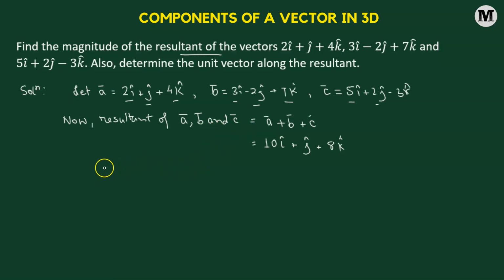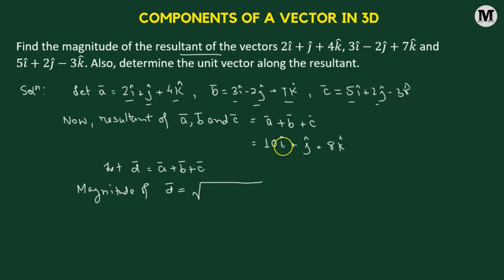Now for the time being, let us suppose that we have another vector D, which is going to represent the resultant of A, B, and C. Now we'll compute the magnitude of vector D. The magnitude of vector D is going to be equal to the square root, and underneath the square root we take the sum of squares.